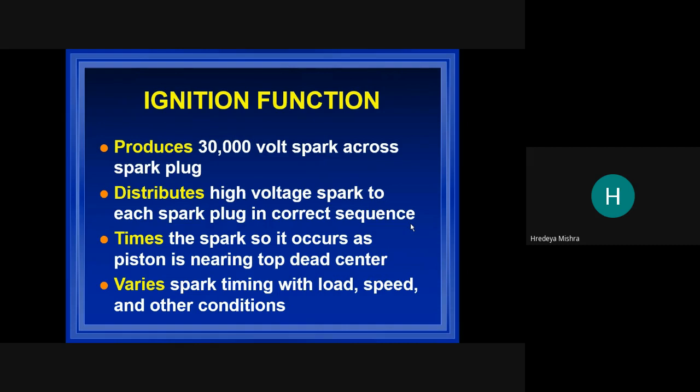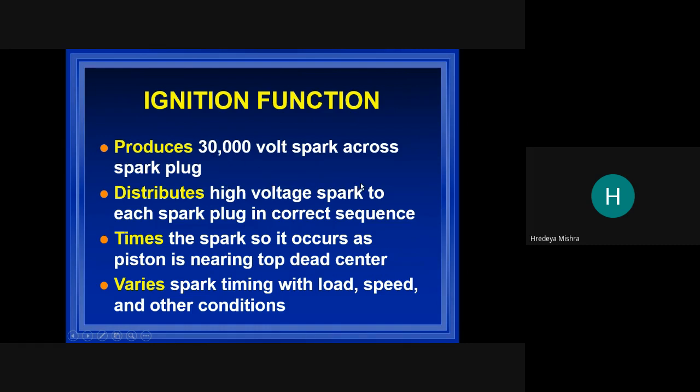So here, first we go for the ignition system. So what is the ignition system? The ignition system produces a 30,000 volt spark across the spark plug. So see how much volt is produced at the spark plug.